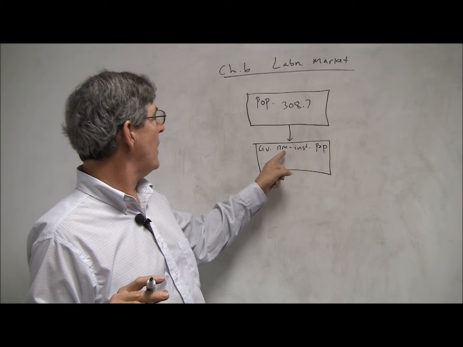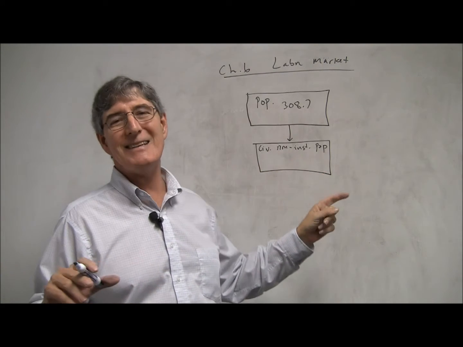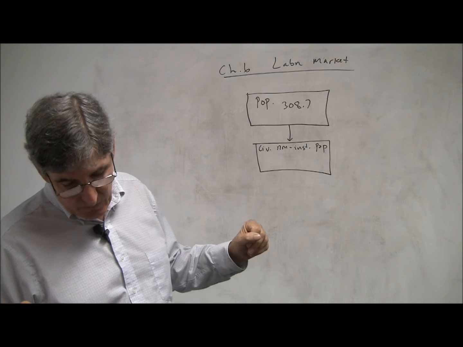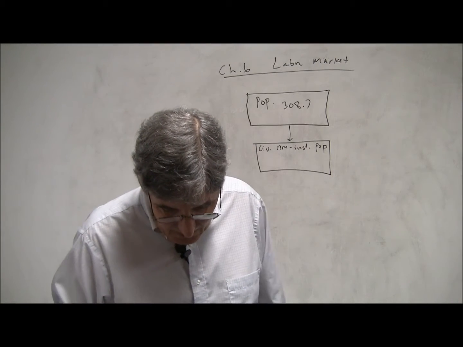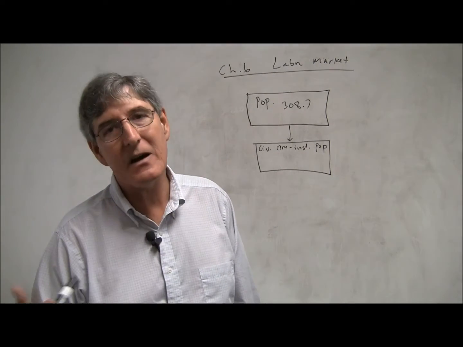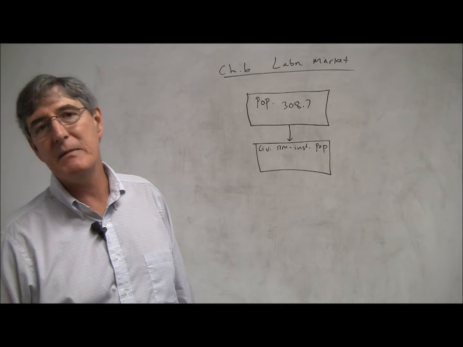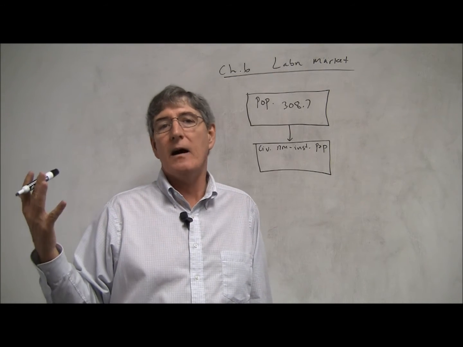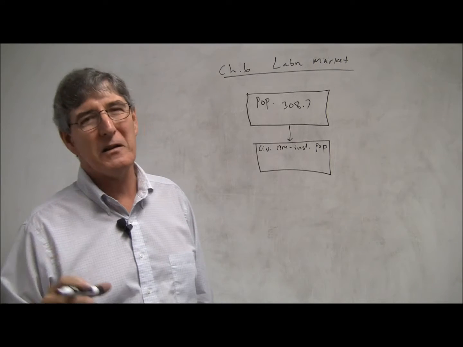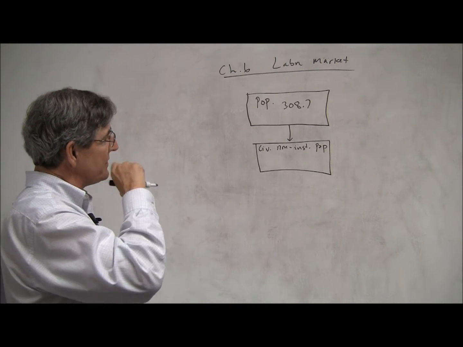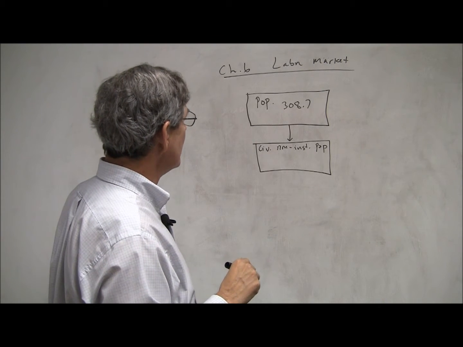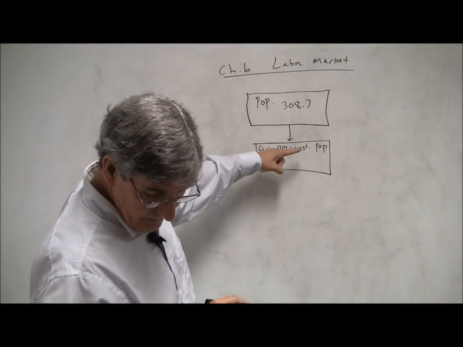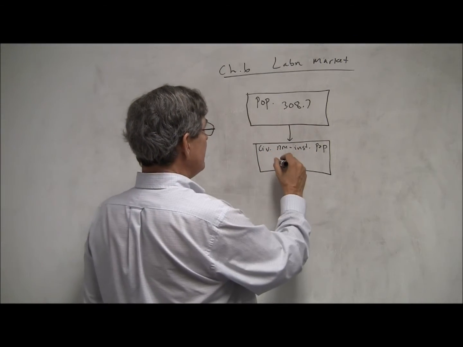And we're also going to throw out the people who are under 16. So it's the non-institutional civilian population that are over 16. Because again, we don't think that kids are part of the workforce. I mean, some work a little bit. But for the most part, when you're under 16, you're not allowed to work. So when we move from here to here, we drop down to 237.8 million.